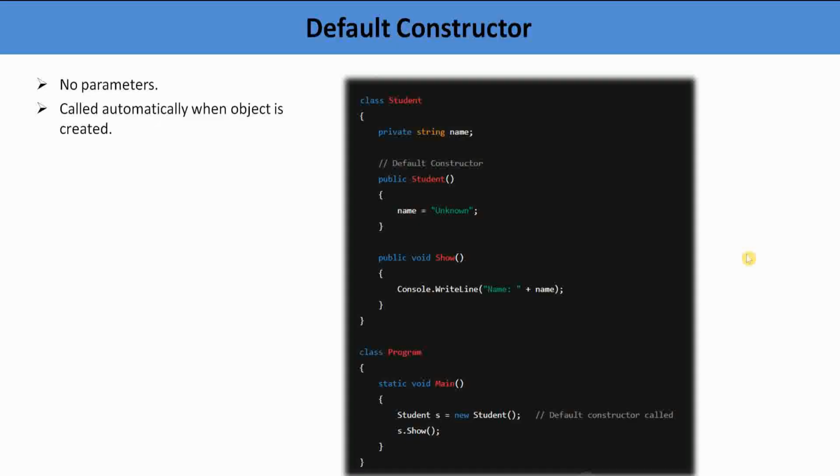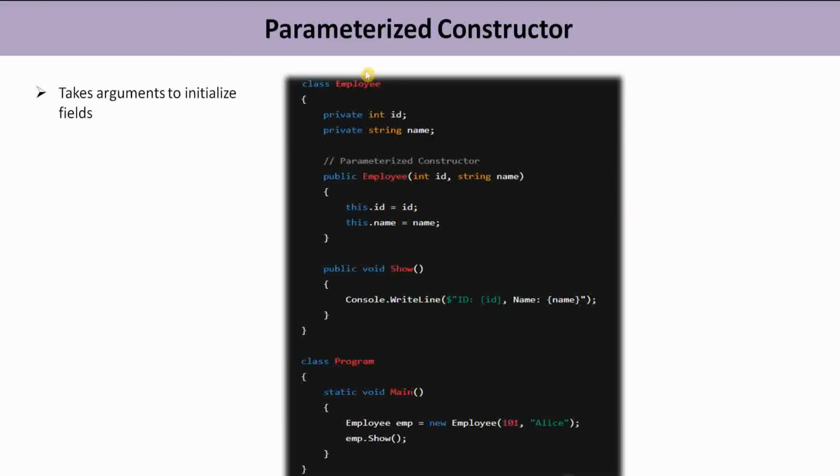Next we have the parameterized constructor. It takes arguments to initialize fields. Where we want to pass some parameters through that constructor, that is a parameterized constructor. Simply, here we have the parameterized constructor where we are passing two values, id and name, and that is the same thing where we are initializing the employee class, and where we are passing two parameters, two values.